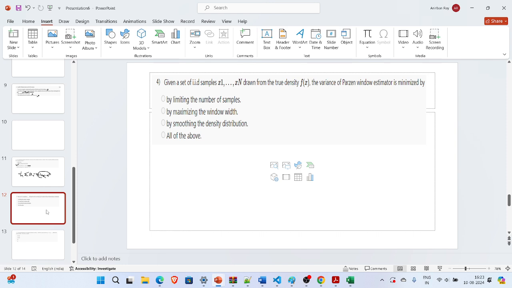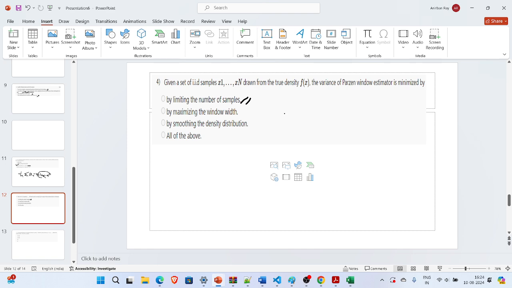Okay, so let's move on. The first is that as you reduce the number of samples, the variance will increase, because uncertainty increases. So the variance actually increases. Variance does not reduce.